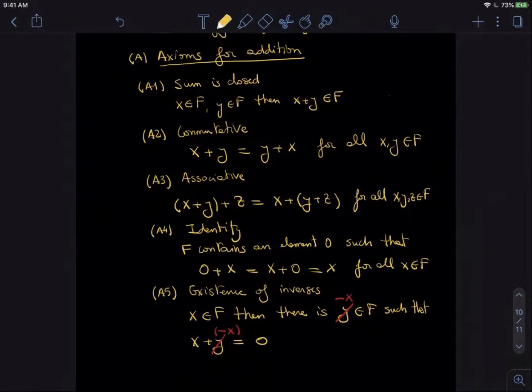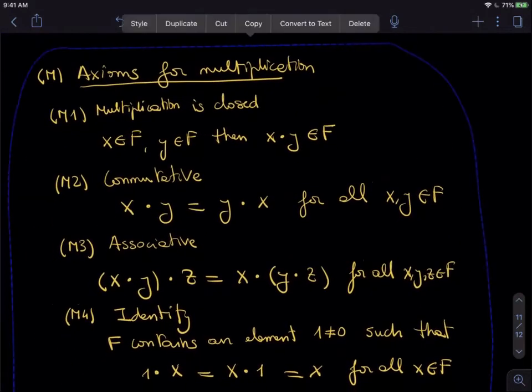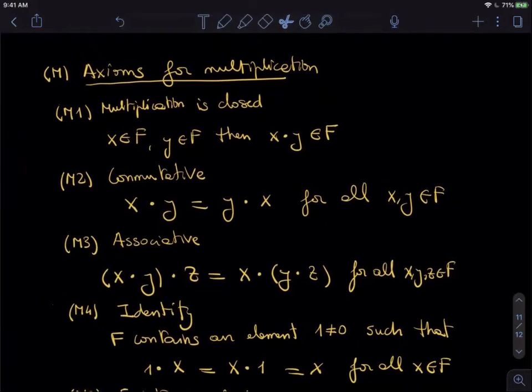And for the multiplication, we have similar axioms. There are 5 more axioms for multiplication. They are the same axioms, just written for the multiplication. So let me just copy paste. I already wrote them down, so we can go over them together now. So the axioms for multiplication, we have that the multiplication is closed. That means that given 2 elements of F, the product is in F, okay?